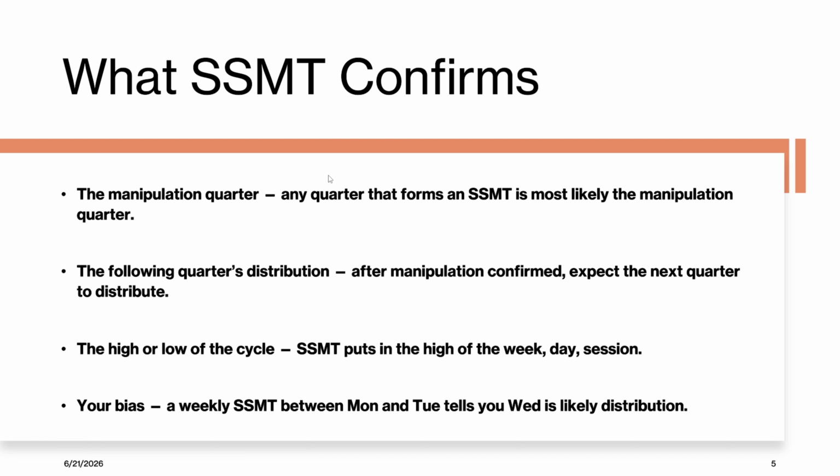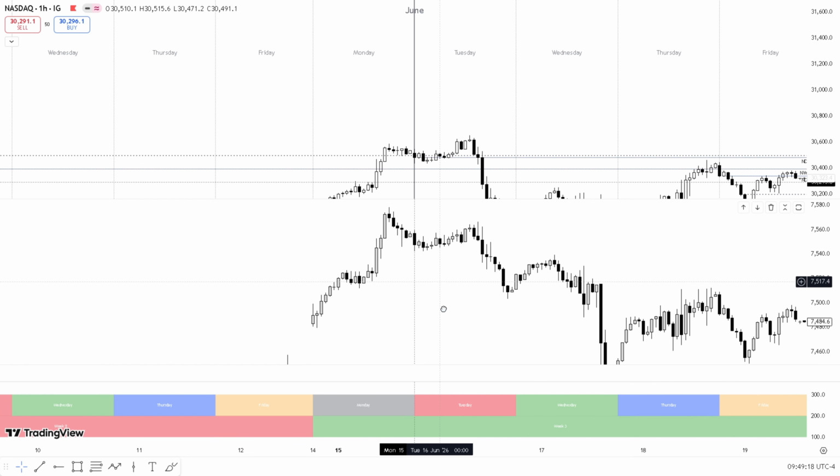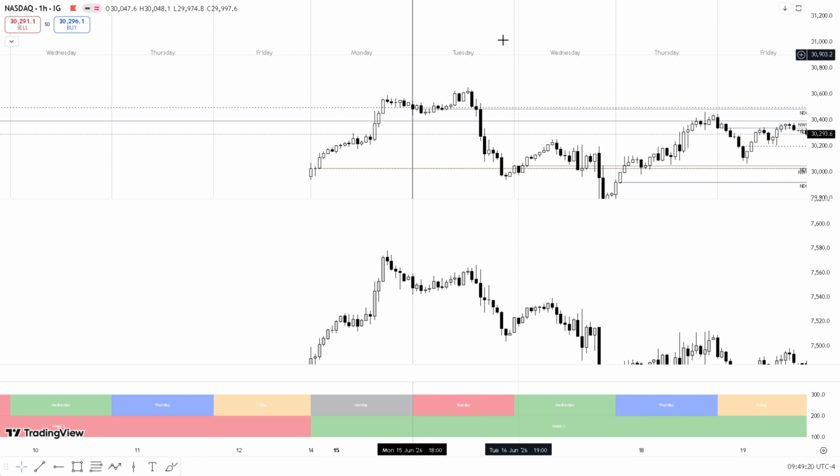What is a sequential SMT? Now, the manipulation quarter. Any quarter that forms a sequential SMT is most likely the manipulation quarter. For example, like we talked about, this is Nasdaq. This high got taken out on Tuesday on Q2.